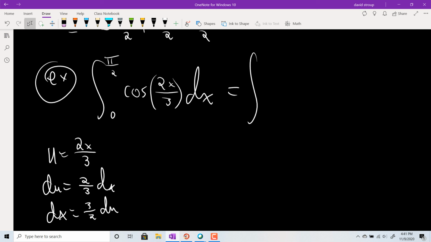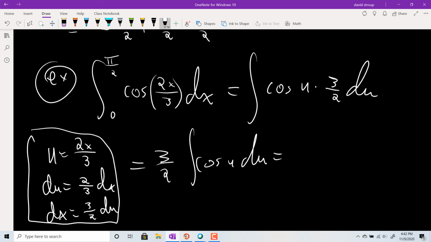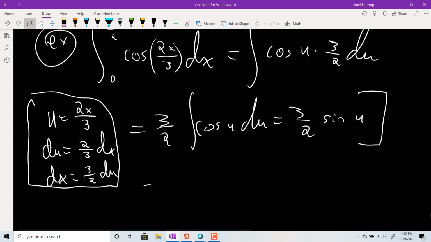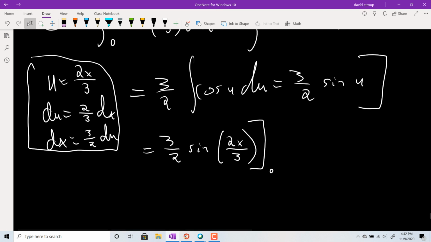So I drop the limits on my integral. I'm just going to turn it into u, and then at the very end I'll back sub. So I got cosine of u times dx, which is 3/2 du. You can factor out the 3/2, and get the integral of cosine u du. The antiderivative of cosine is sine u. I have to remind myself to evaluate. Back subbing now, 3/2 sine of 2x over 3, and then we're going from 0 to pi over 2.